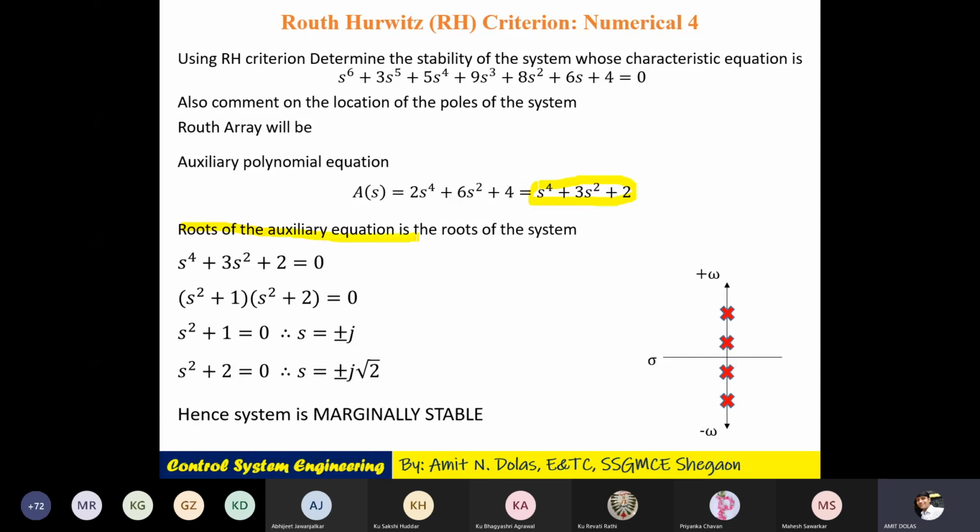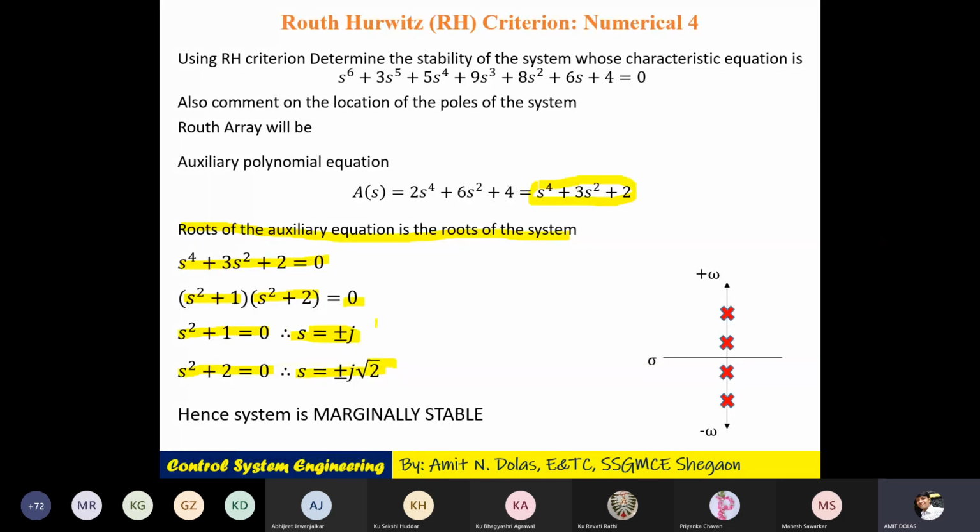Then roots of the auxiliary equation निकालने के लिए we put that auxiliary equation equal to 0. Try to adjust that. I may write s to the power 4 plus 3s square plus 2 equal to s square plus 1, and s square plus 2 is equal to 0. Okay, then I'll put s square plus 1 is equal to 0. Then I'll get s is equal to plus minus j. And if I get s square plus 2 is equal to 0, then I'll get s equal to plus minus j under root 2.